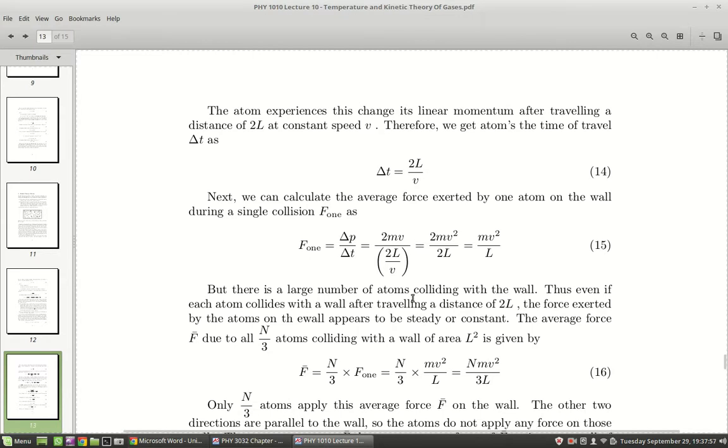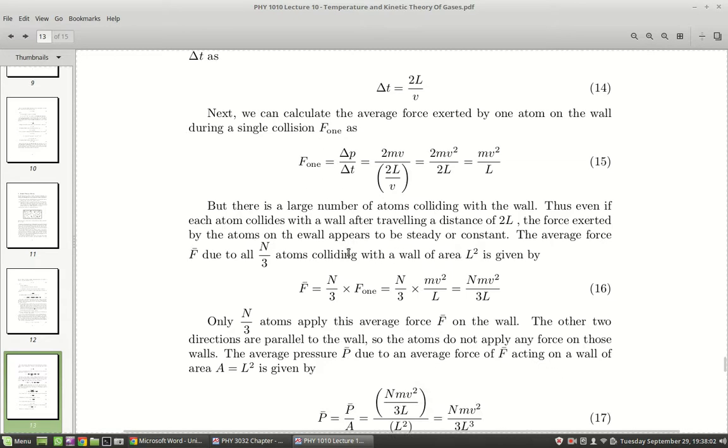This is the force exerted due to only one atom. Next, you want to find the force exerted due to the n divided by 3 atoms. In that case, it is the force due to one atom multiplied by the number of atoms going against that particular wall, which is n divided by 3. So you have n over 3 times the force due to one atom, which is mv squared over L. That gives you nmv squared over 3L. This is a force.